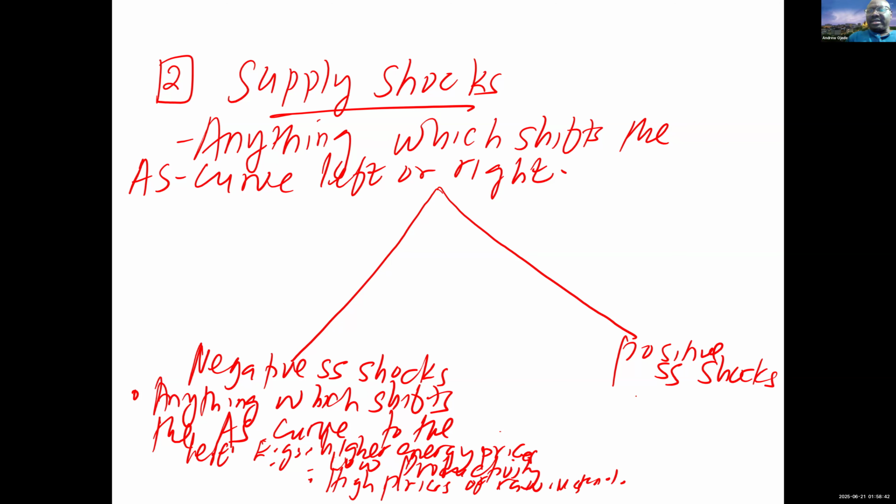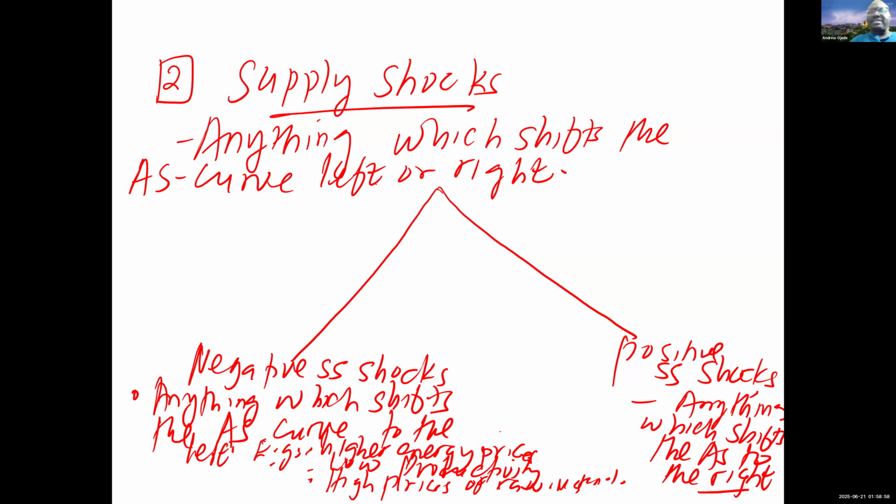To the left. And then positive supply shocks are going to be anything which shifts the aggregate supply to the right. So they are exactly the opposite of negative supply shock. So when we say higher energy prices are interpreted as negative supply shock because they shift the supply curve to the left, then lower energy prices are going to be things that will lower the cost of production, will shift the what? The aggregate supply curve to the right. So there would be positive supply shock.